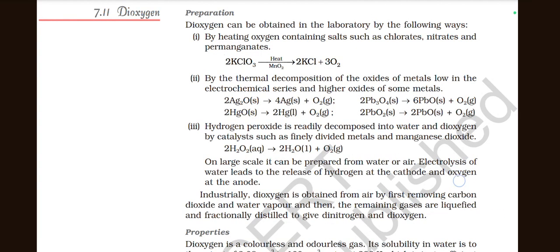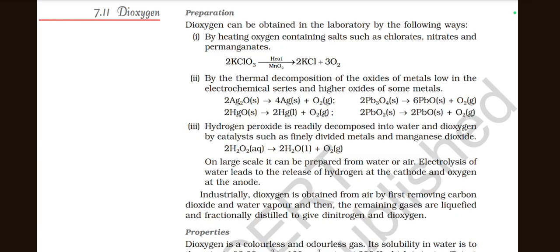Dioxygen. Preparation. Dioxygen can be obtained in the laboratory in the following ways. First, by heating oxygen-containing salts such as chlorates, nitrates, and permanganates. Second, by the thermal decomposition of the oxides of metals low in the electrochemical series and higher oxides of some metals. Third, hydrogen peroxide is readily decomposed into water and dioxygen by catalysts such as finely divided metals and manganese dioxide. On a large scale, it can be prepared from water or air.